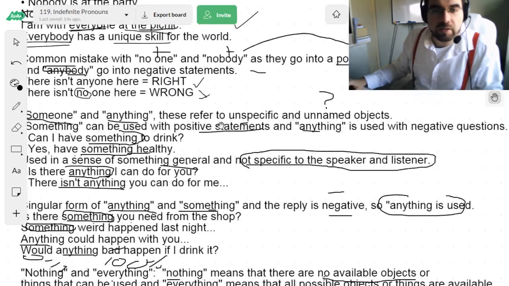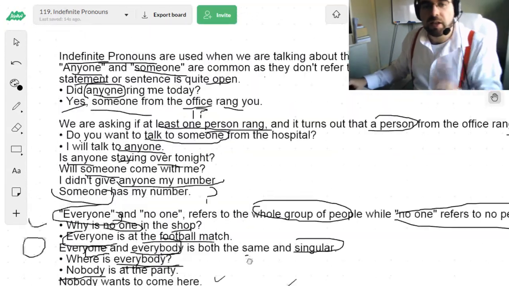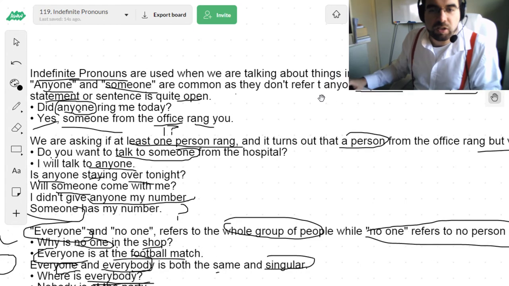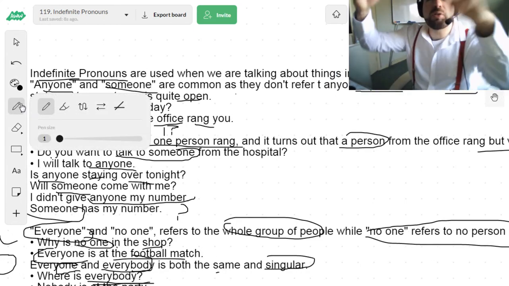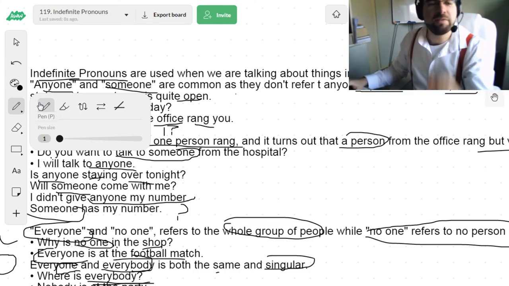However, those are indefinite pronouns. They talk about things in general and not specifics. So we don't know what we're talking about. Something, anything, no one, everything, everyone.